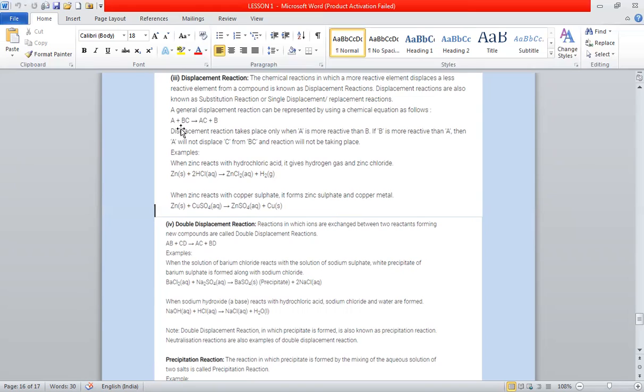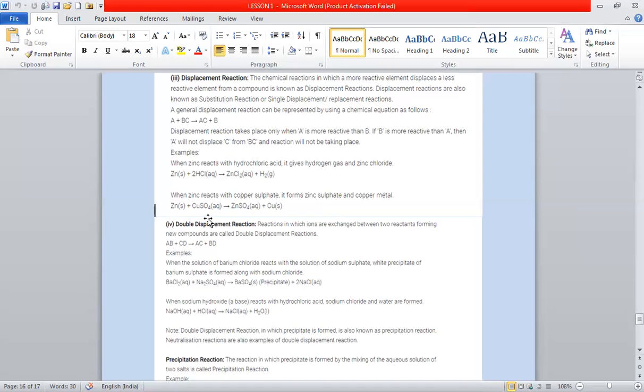A plus BC gives you AC plus B. This shows that A is more reactive than B. If B is more reactive than A, then A will not be able to displace C from BC and the reaction will not take place. A common example is zinc plus hydrochloric acid. When zinc reacts with hydrochloric acid, it gives hydrogen gas and zinc chloride.